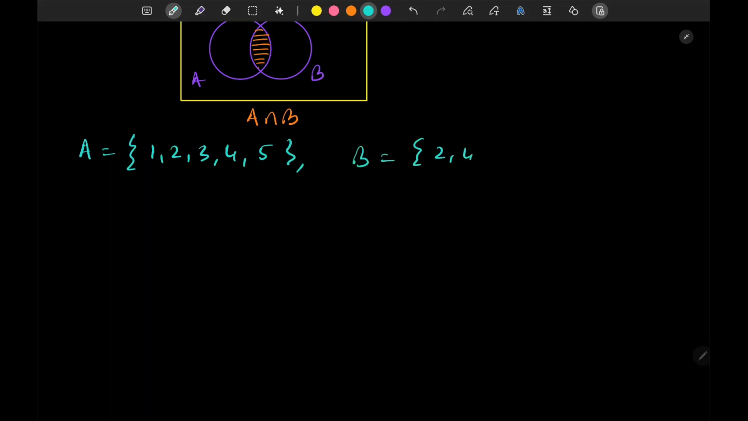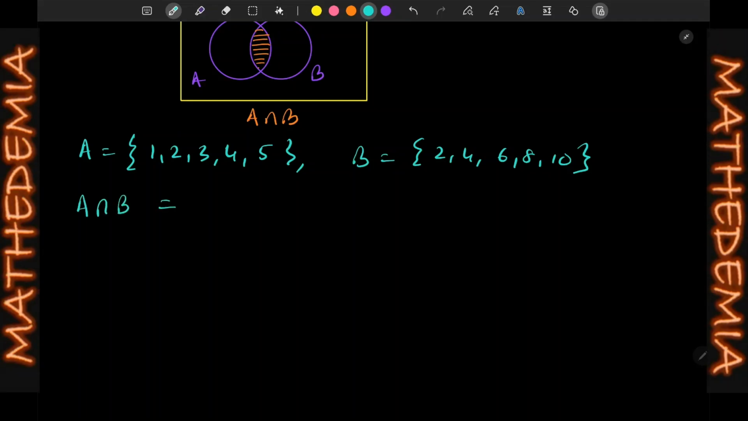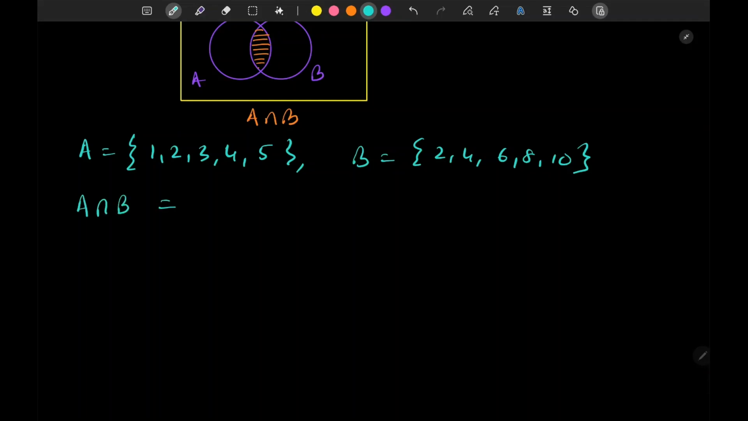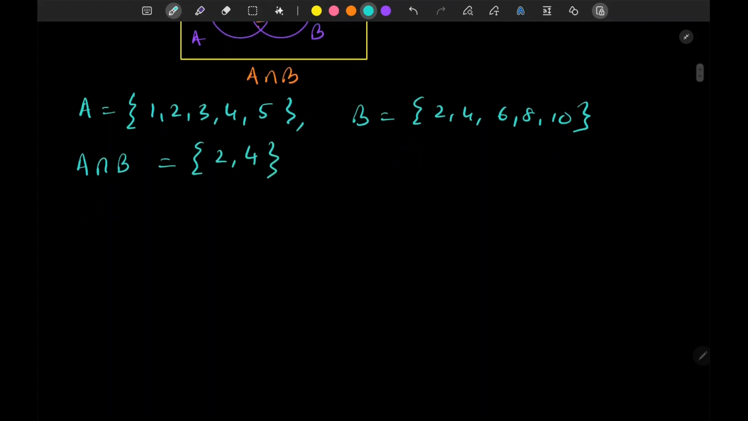Therefore, A intersection B is a set which consists of all the elements common to both the sets A and B. Therefore, A intersection B consists of the elements 2 and 4. Based on the definition of intersection, the sets can be further categorized as two different types of sets.